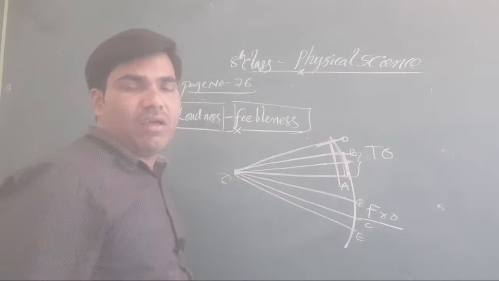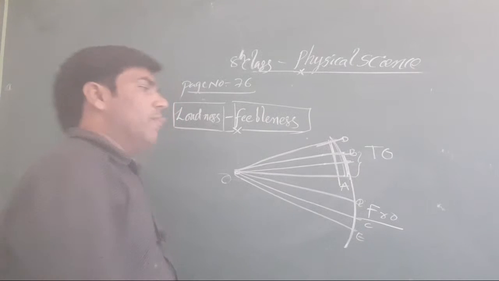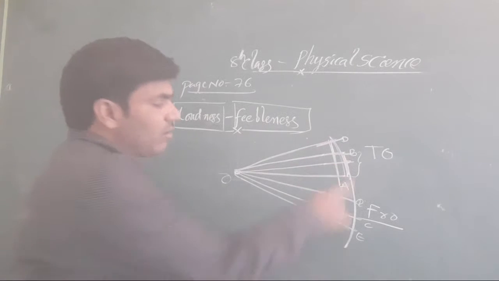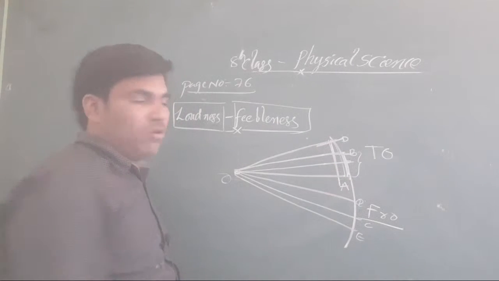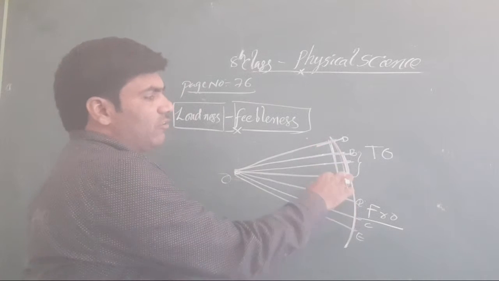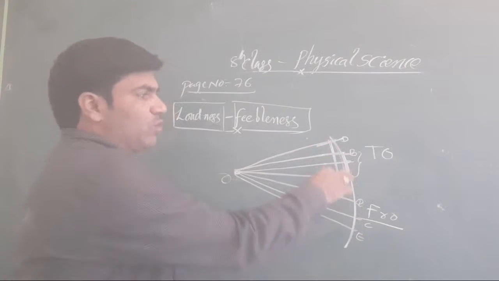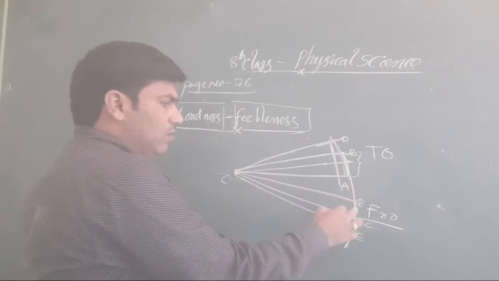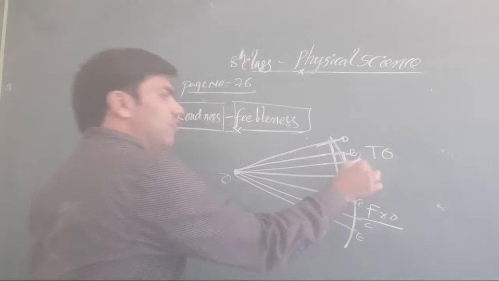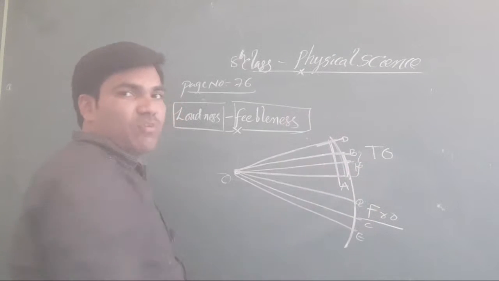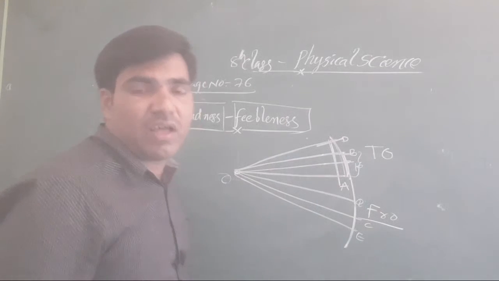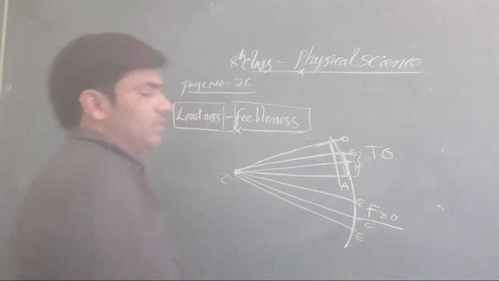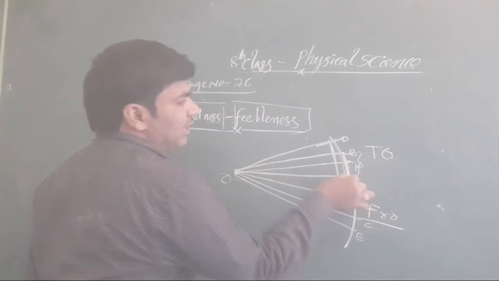All these displacements are possible. Here also all the displacements are possible. From A to D is possible, A to E is possible, A to B is possible, A to Q is possible, A to P is possible, A to C is possible. But which one is called the amplitude here? The amplitude is A to D.